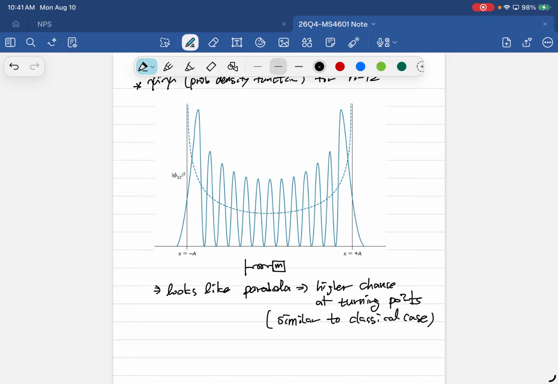right? But the difference here is that this probability oscillates, right? For this particular case, the probability of finding this mass at this particular location is essentially 0. It oscillates. For quantum mechanics, the probability of finding this mass at this particular position is essentially 0. But classically, that's not the case. All right. Okay. So with that, let me go on.